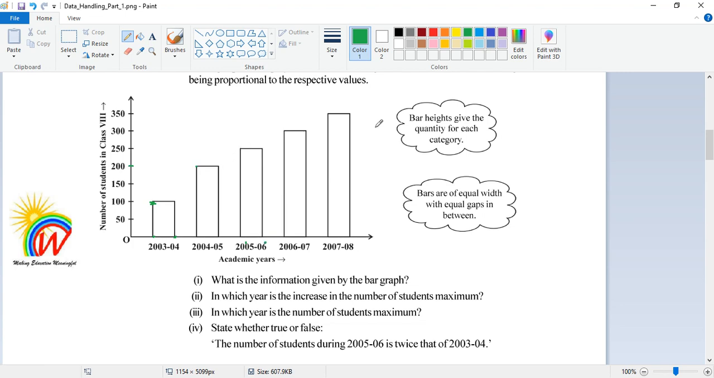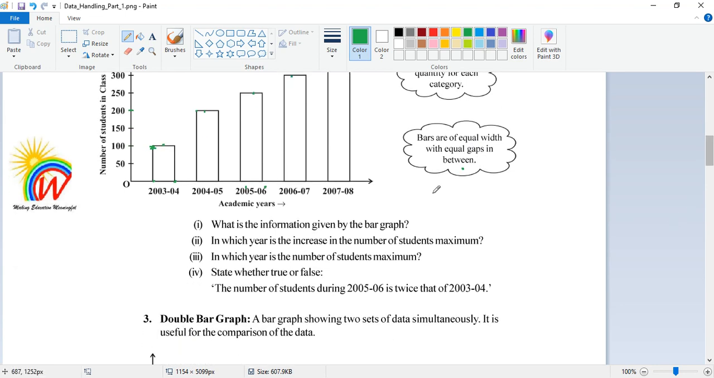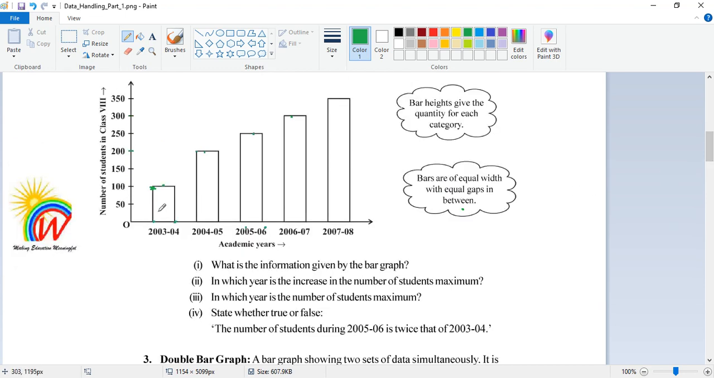As you see, as time goes on, the number of students in class 8 has increased, right? Here they say bar heights give the quantity for each category. This height just says how many students are there in the class in that particular year. These bars are of equal width and equal gaps in between. You can't just draw it as you wish. See how uniform and neat it looks. They all are of the same size, and between them there is the same space.